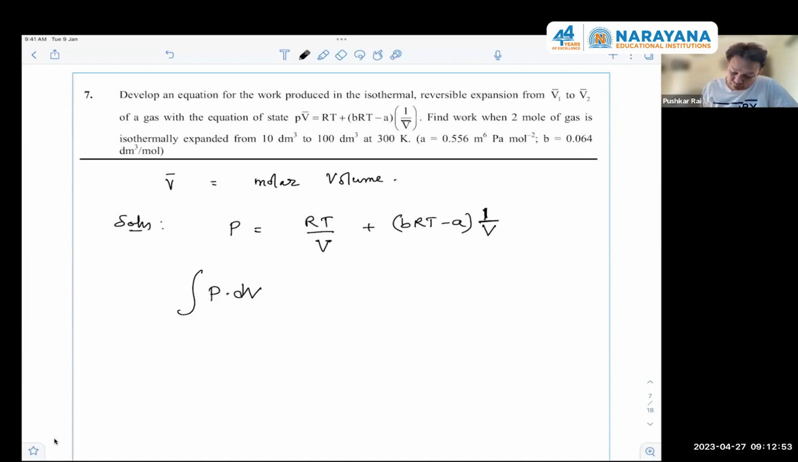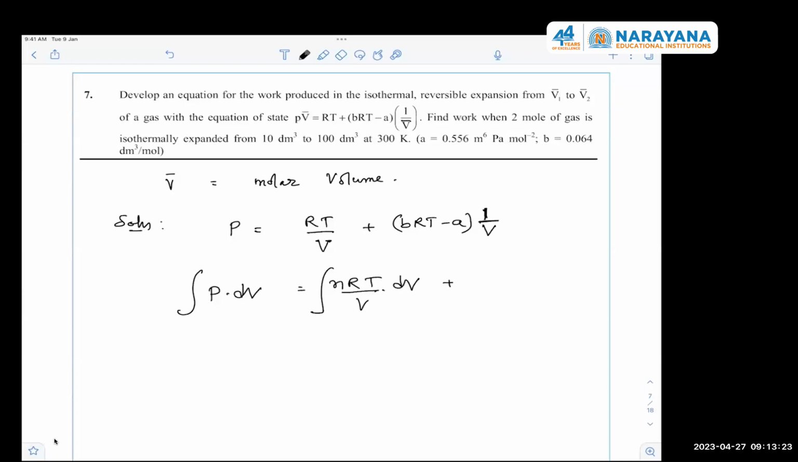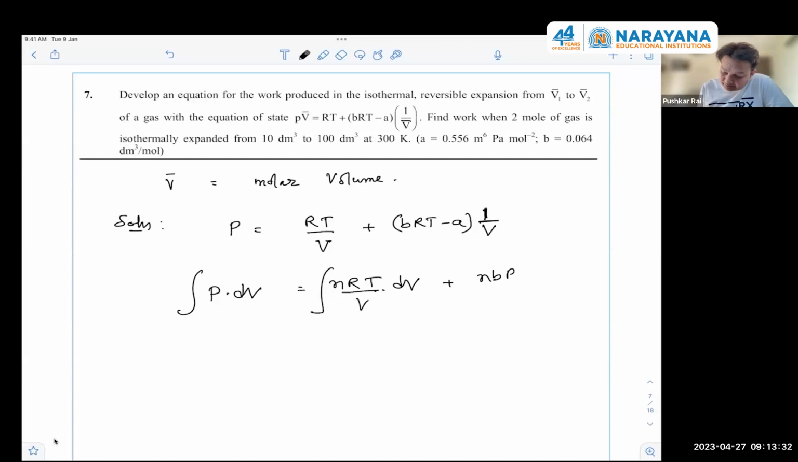So tell me what to do. Should I write here nRT by V into dV? The first term is very neat and clean. And what about the second term, plus... The second term should be what? bRT or nbRT? Tell me. bRT, bRT minus a into n. Yeah, nbRT. Do you agree?